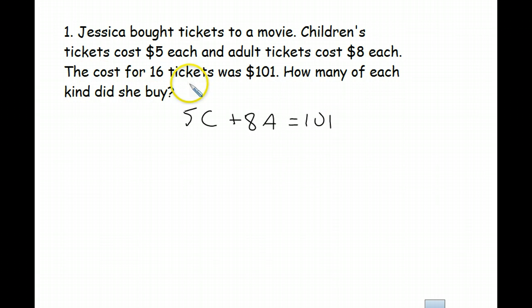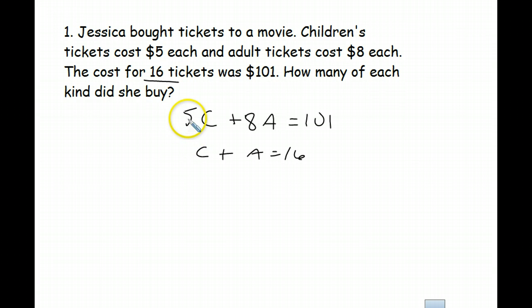The cost for 16 tickets, well, now I know she bought 16 tickets, so I can say the number of children's plus the number of adults is equal to 16. And then there are two equations, so we can use this one. I'm going to go ahead and use elimination just because it looks like it'll be a little bit easier.